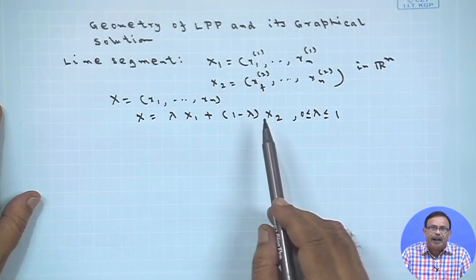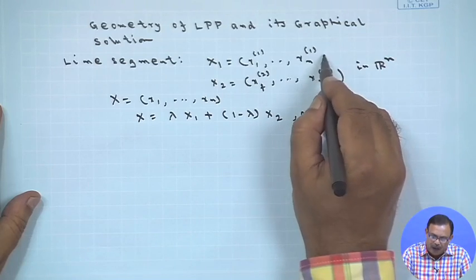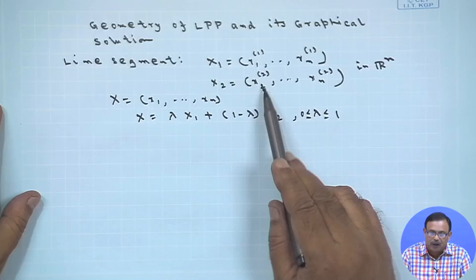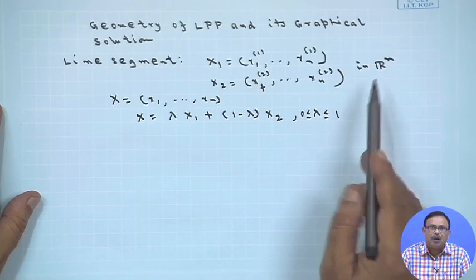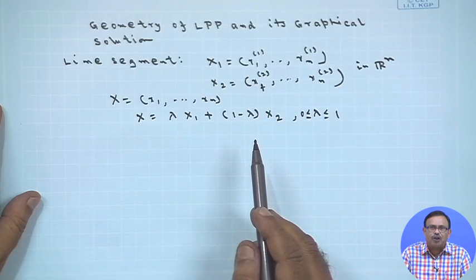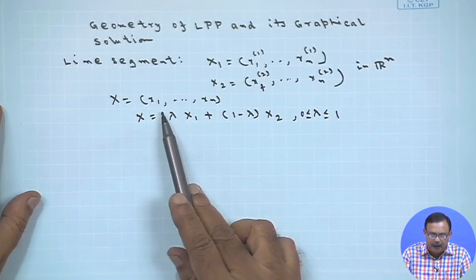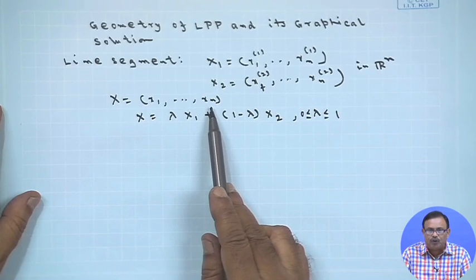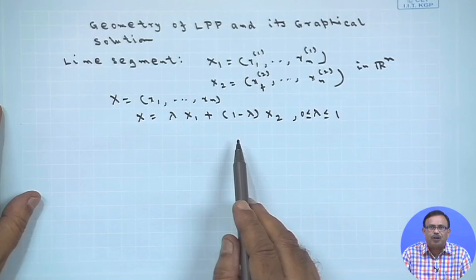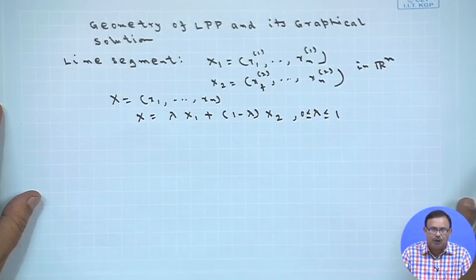So, for any 2 points x 1 and x 2 in R n, that is, if you have x 1 equals (x 1 1 up to x n 1) and x 2 equals (x 1 2 up to x n 2) in R n, the line segment joining x 1 and x 2 is a collection of points x, where x is (x 1 to x n), which satisfy the equation x equals lambda x 1 plus (1 minus lambda) x 2, lambda lies between 0 to 1.